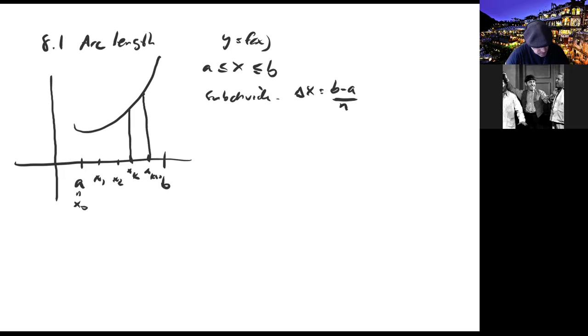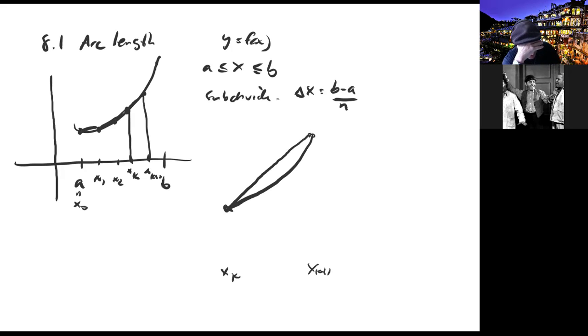The way we're going to compute arc length is we're going to connect the dots on the curve that are above the subdivision points. So you get these straight lines, and that's going to approximate the arc length. So let's blow up the kth subinterval. Here's your curve. Here's the point. Here's xk below this point. Here's xk plus 1. And we're connecting the dots to make a straight line segment. I'm going to estimate the length of the curve by computing the length of the straight line segment. So how does that work?